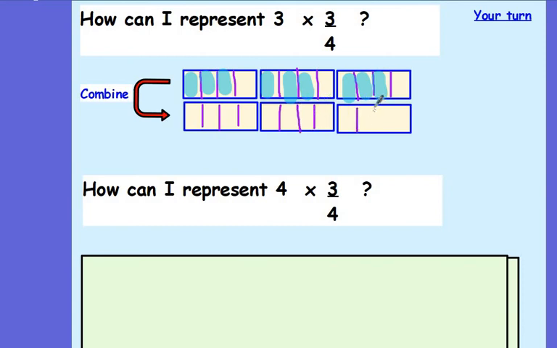Move everybody along a bit. So I've got 1, 2, 3. Move these 3 along. 1, 2, 3. Move these 3 along. 1, 2, 3. So altogether I've got 9 lots of a quarter, or I could write that as 2 wholes and 1/4.